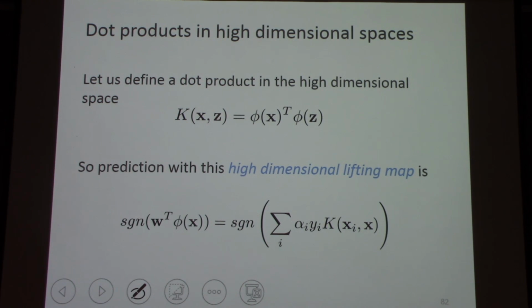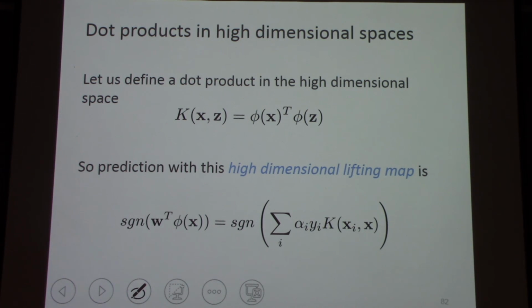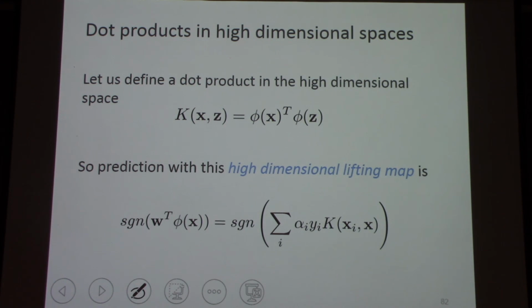I don't know what space. It could be just the original space or perhaps a transformed one, because the identity is also a feature transformation. So let's define this thing as a function that takes two vectors x and z and produces a dot product in the blown up feature space. So let's call that function k.